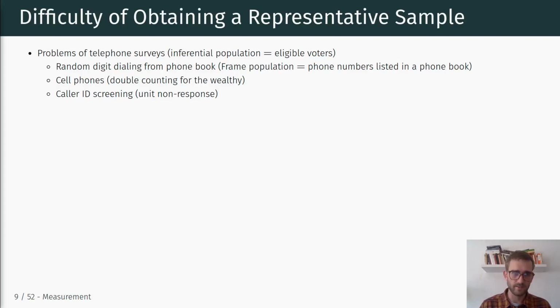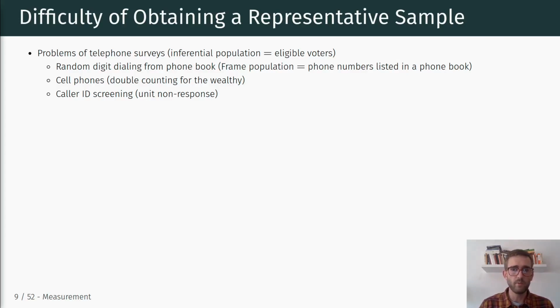But this process is becoming more and more difficult due to cell phones. Some people have multiple phone lines, more phone lines than others, and so they technically have a higher chance of being included in the survey.